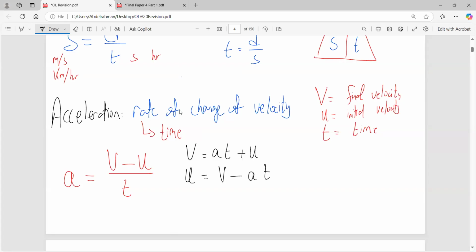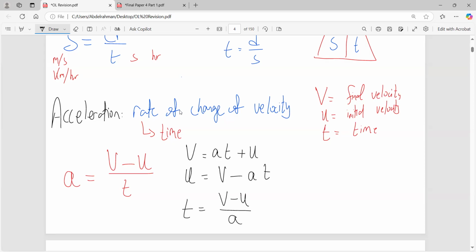What if you need to find the time? You have the acceleration, the final velocity and the initial velocity. How can I find the time, guys? Basically, time equals v minus u over a, over acceleration.